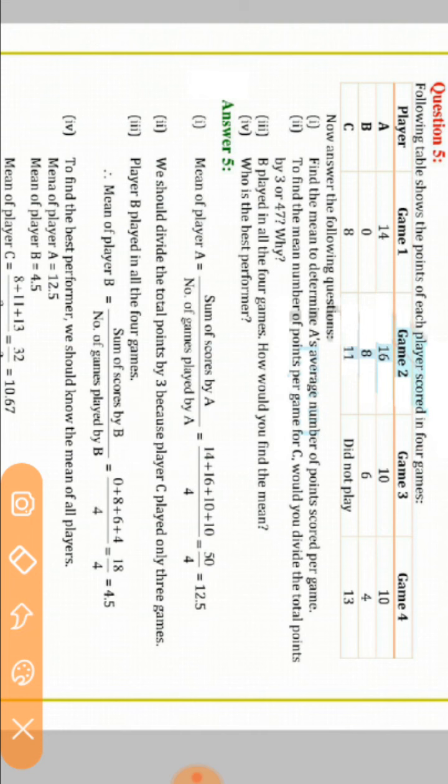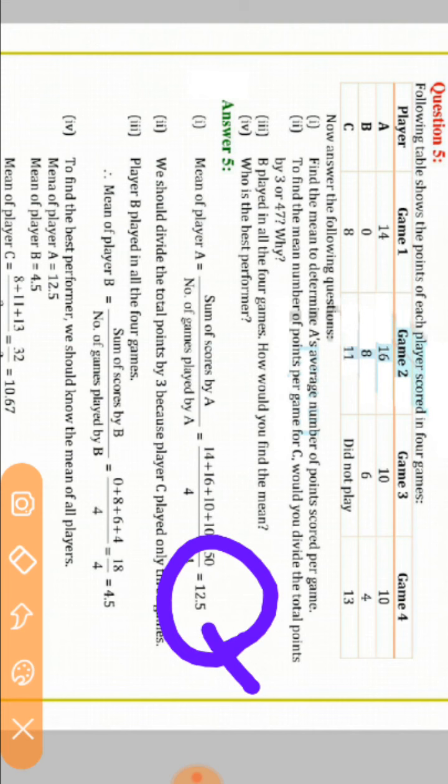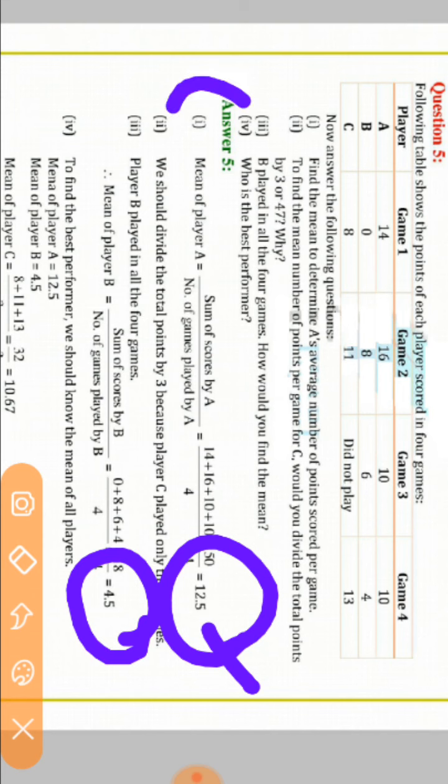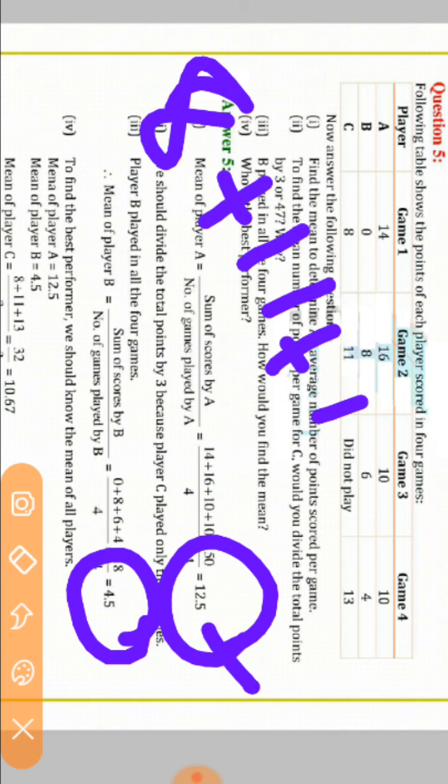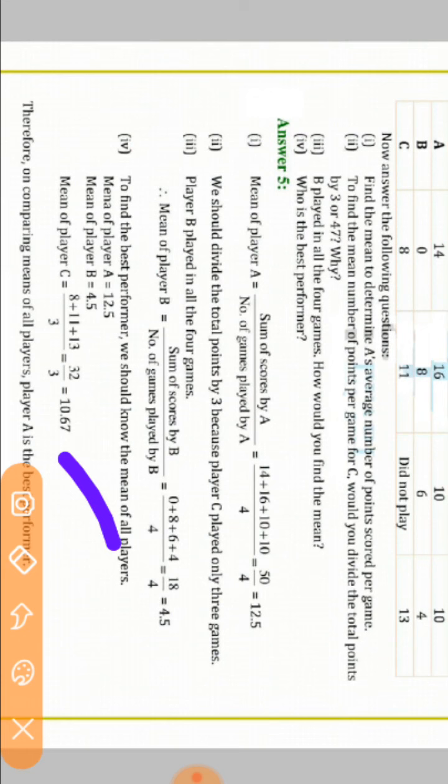Next, who is the best performer? How will you find the best performance? That is nothing but we have to see the mean of A, B, C. Mean of A is 12.4, mean of B is 4.5, but C we have not calculated, so we have to find it. How? 8 plus 11 plus 13 divided by 3, just do it like that. So this is 32 by 3, that is equal to 10.67. So we have to consider these 3.